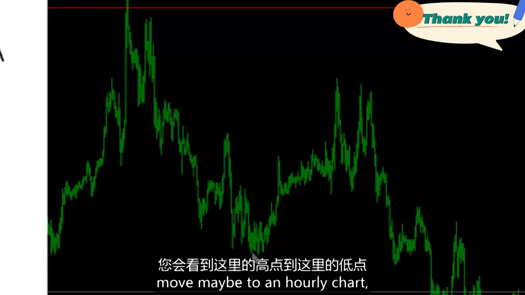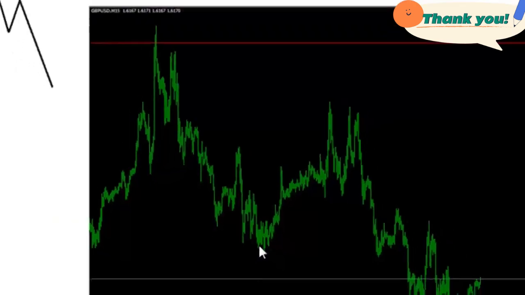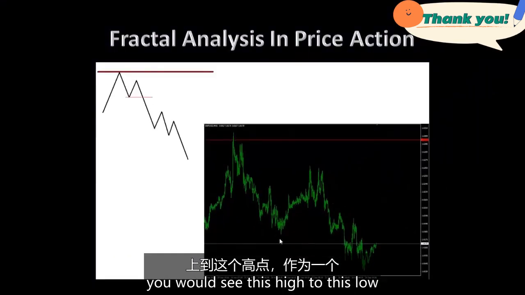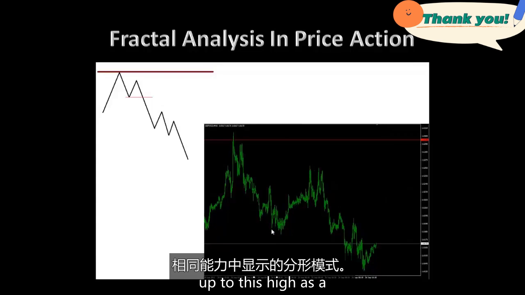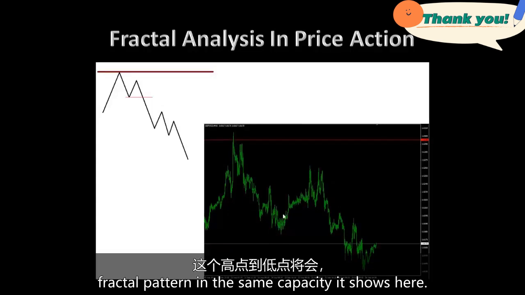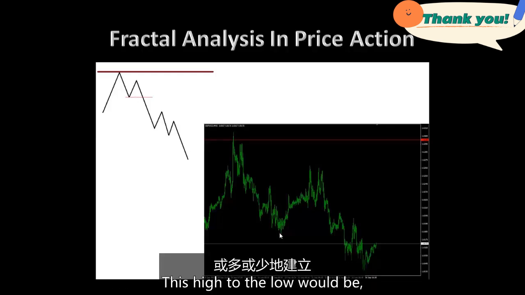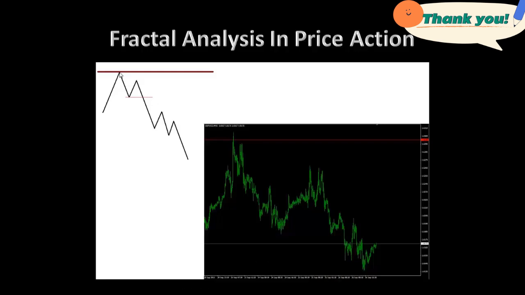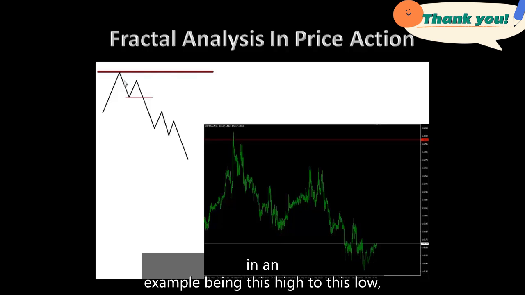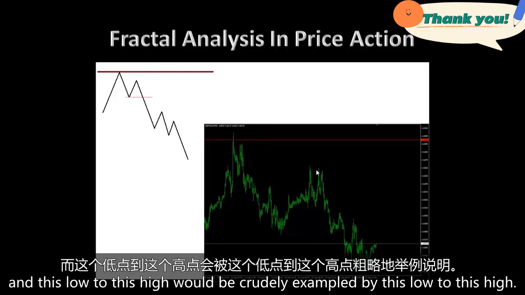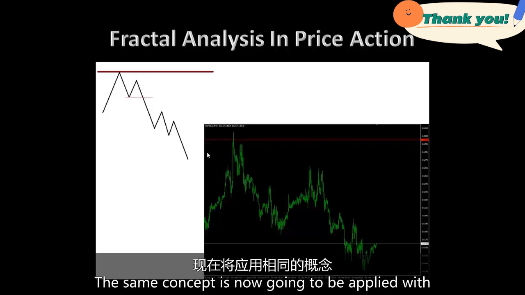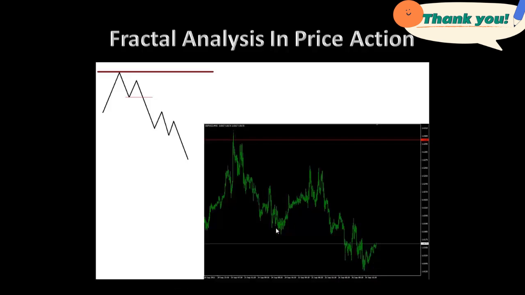In other words, if we move maybe to an hourly chart, you would see this high to this low up to this high as a fractal pattern in the same capacity it shows here. Okay, so this high to the low would be more or less established in an example of being this high to this low, and this low to this high would be crudely exampled by this low to this high. So watch what happens. The same concept is now going to be applied with this price swing from high to low to high. This is the low.